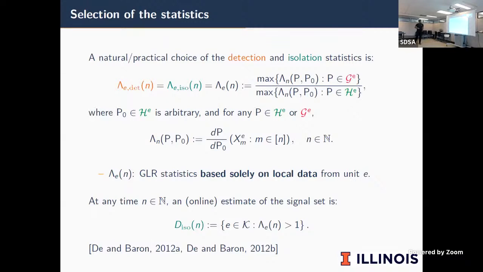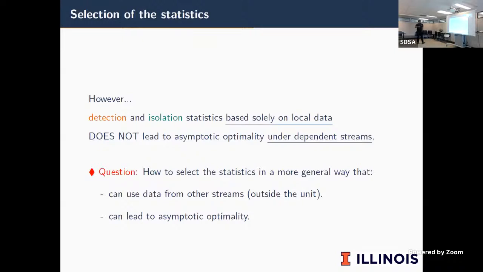And this has been done in the literature a lot. But what we figured out is that if the streams are dependent, then detection and isolation statistics based solely on the local data do not lead to asymptotic optimality. Because when a unit is a signal and the streams are dependent, to declare it as a signal, you want evidence from other streams as well. So just based on local data will not give you asymptotic optimality. So the next question is, how to select the statistics in a more general way that can use data from other streams, thinking out of the box, and can lead to asymptotic optimality?